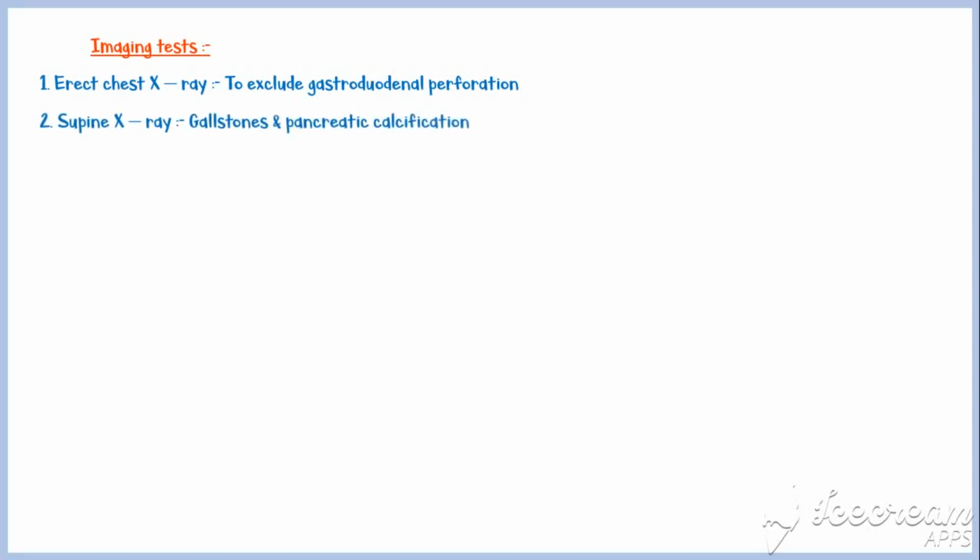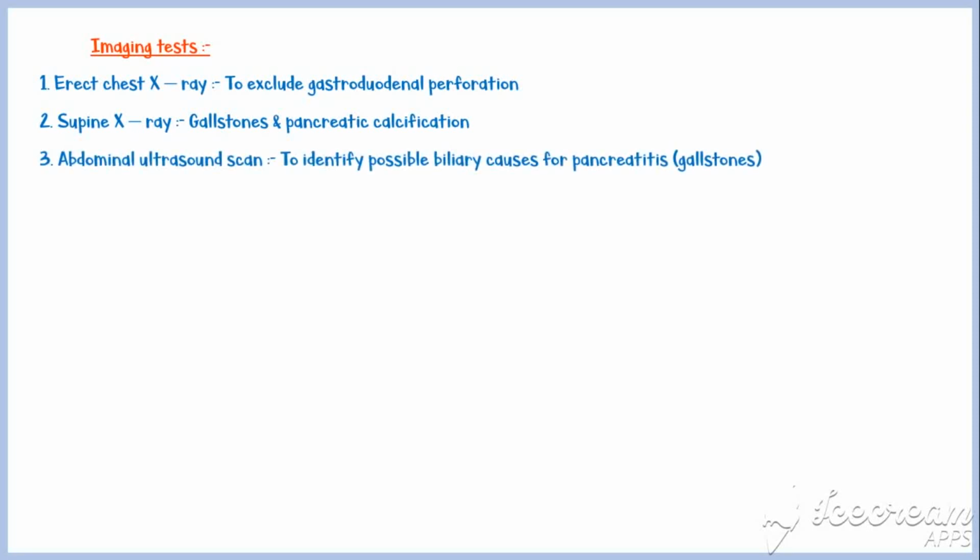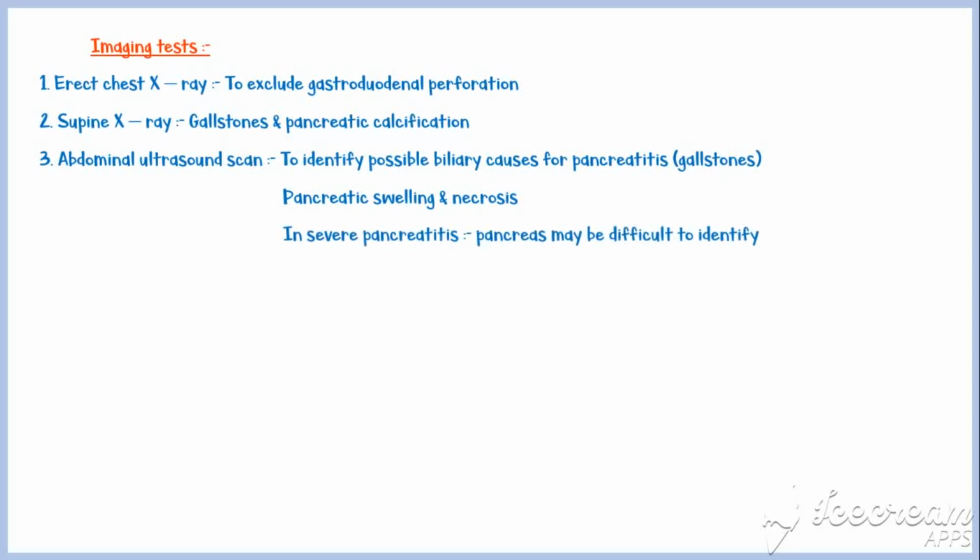Imaging tests include an erect chest X-ray to exclude gastroduodenal perforation. A supine X-ray may reveal gallstones and pancreatic calcification. Abdominal ultrasound scan is important to identify possible biliary causes for pancreatitis, such as gallstones. It also detects pancreatic swelling and necrosis. In severe pancreatitis, the pancreas may be difficult to be identified due to the gas-filled bowel loops.